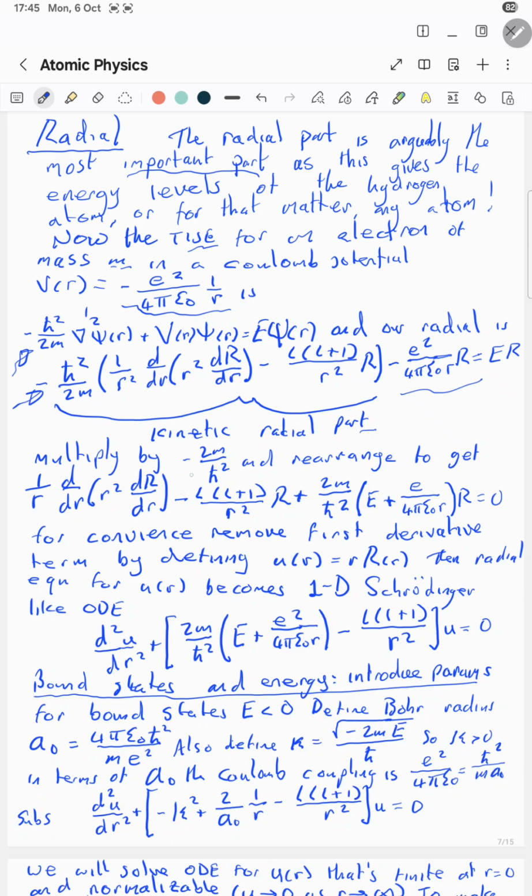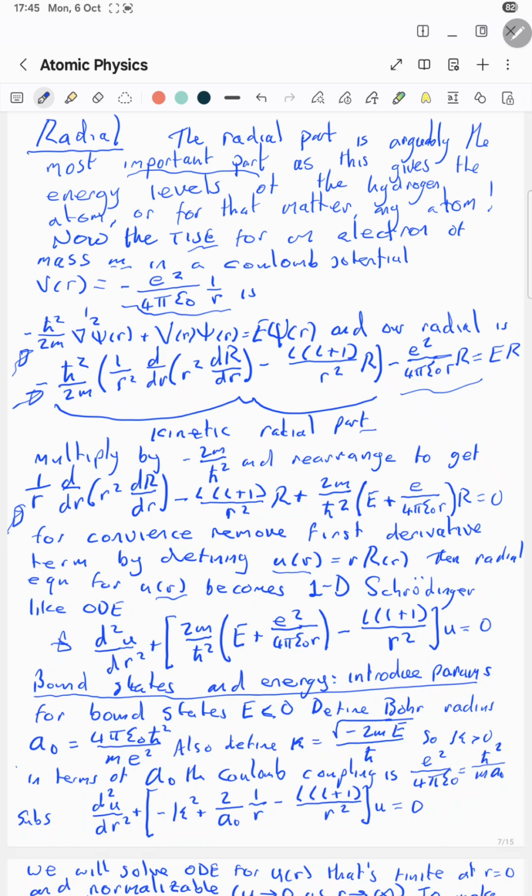And first here we multiply by minus 2m over h bar squared and rearrange to get this equation. And for convenience, we remove the first derivative term by defining u of r equals r times R of r. And then the radial equation for u of r becomes a 1D Schrödinger-like ODE here.